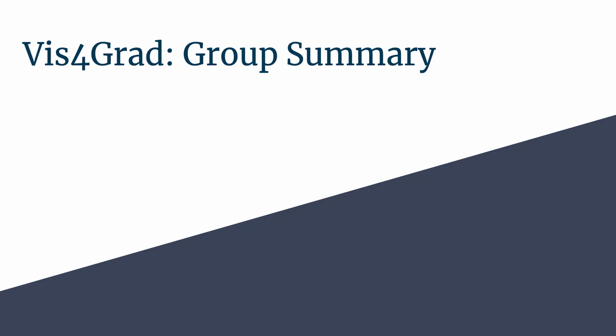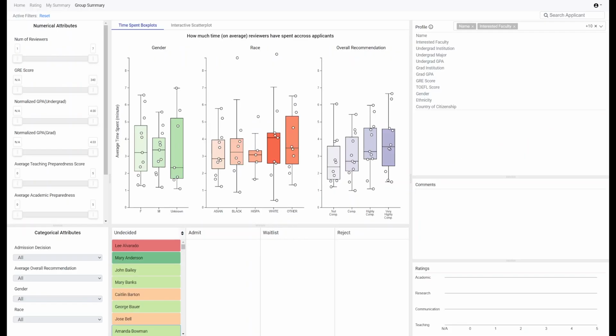The group summary page aggregates group evaluations to support, one, analyzing aggregate group review behaviors and decisions, and two, sorting students based on admissions decisions. Similar to the individual summary view, the group summary has two main views for analyzing group evaluations, the box plot view and the scatter plot view.